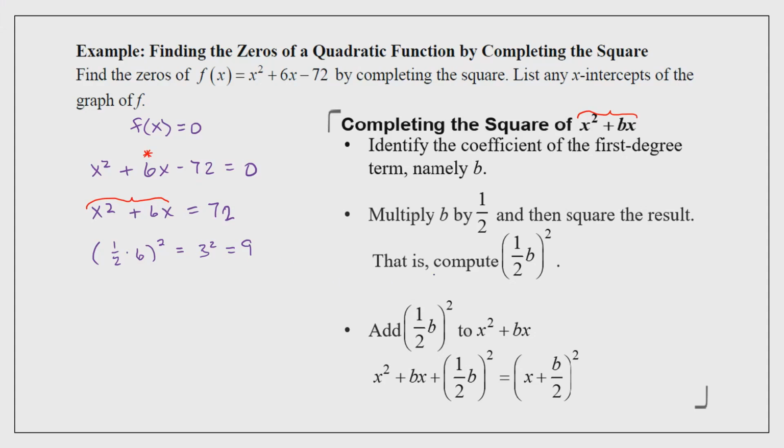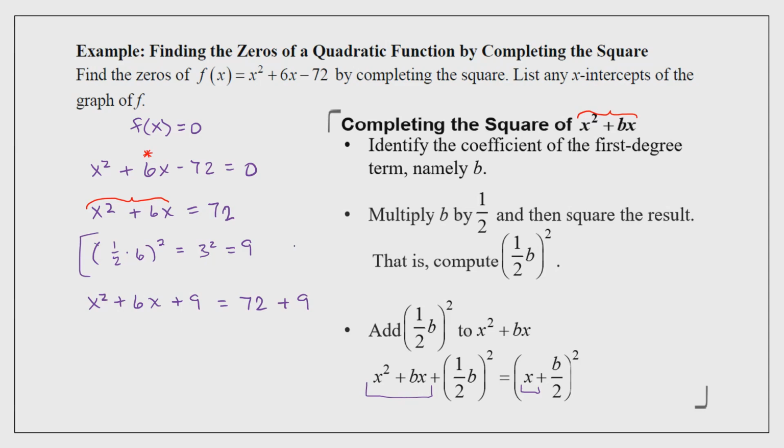Now that we have completed step number 2, we are going to add this 1/2 b squared to the side with our terms, and we're going to add it to the side with our constant. In other words, we add it to both sides. So we have x squared plus 6x plus 9 equals 72 plus 9.